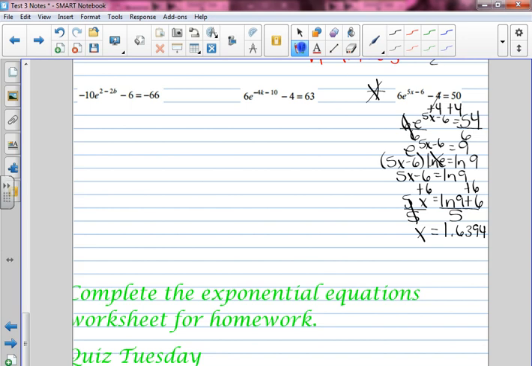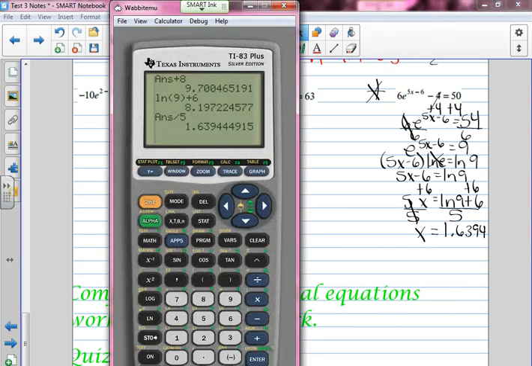And let's say you wanted to check it because you're a good math student and you want to always be right. You would press store X and type the equation. The equation is 6e to the 5x minus 6 power minus 4. And it says the answer is 50, and that is what it should say.